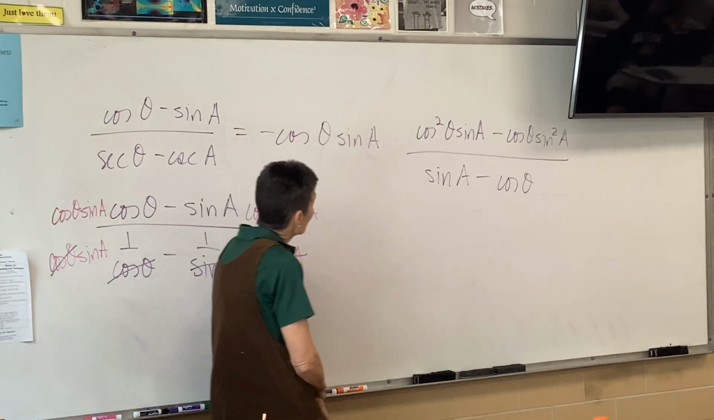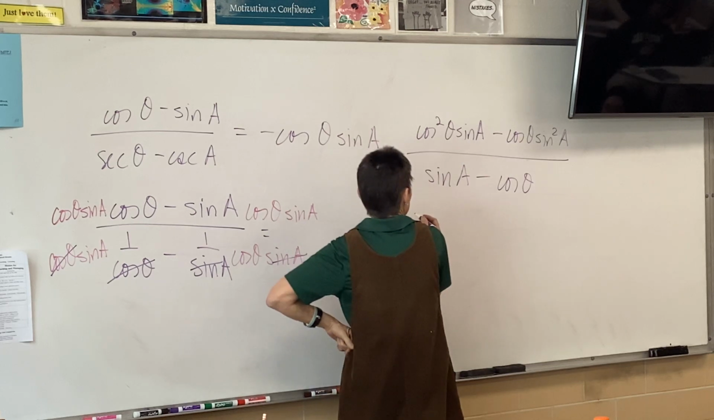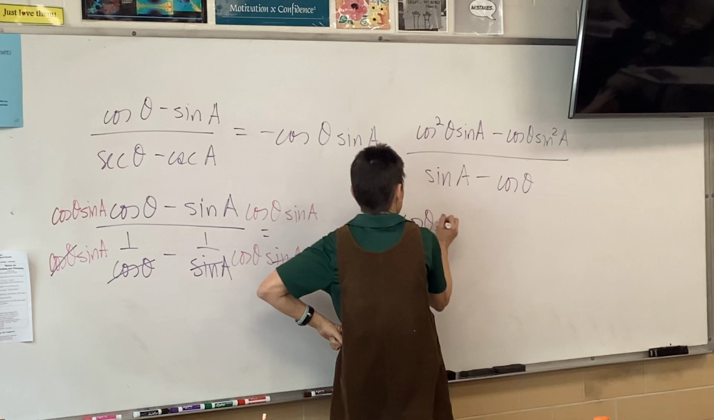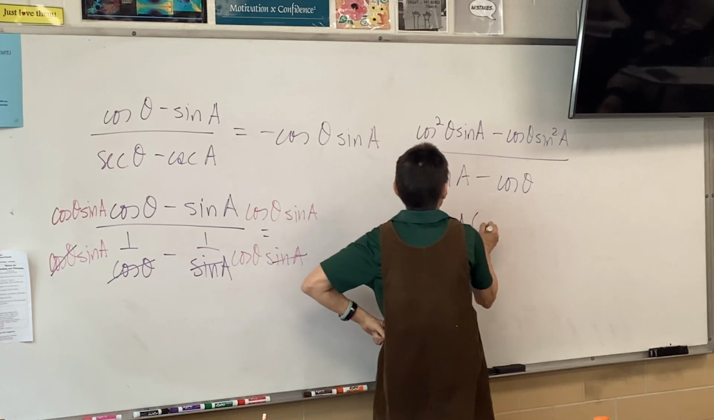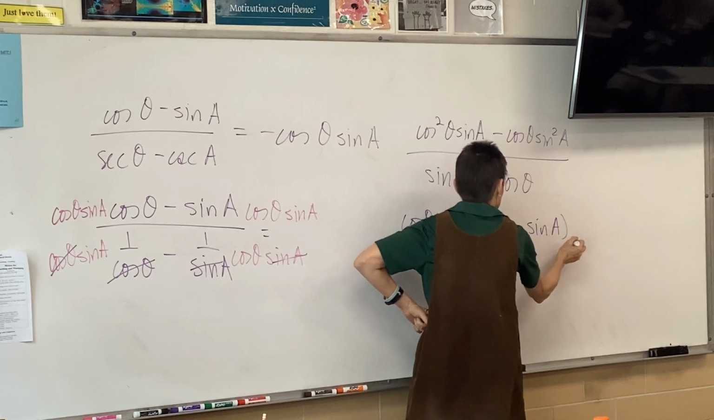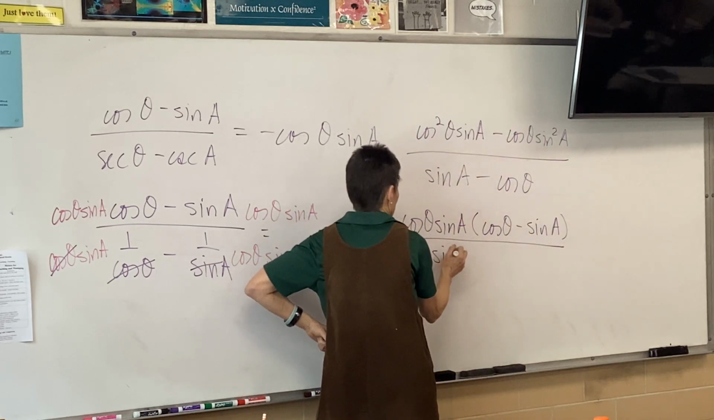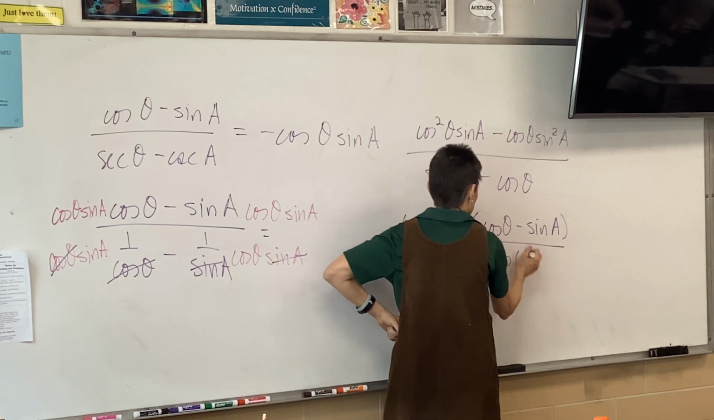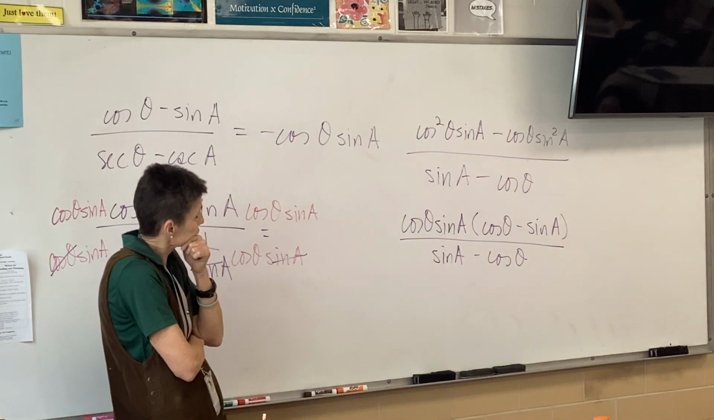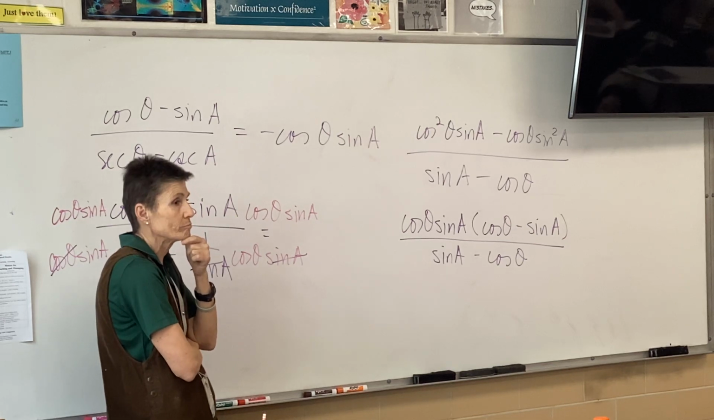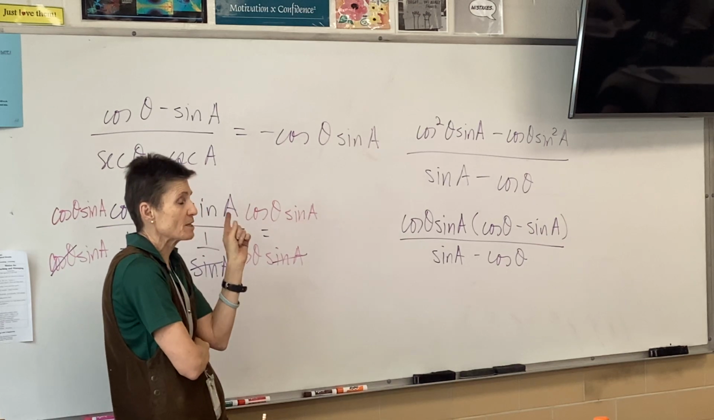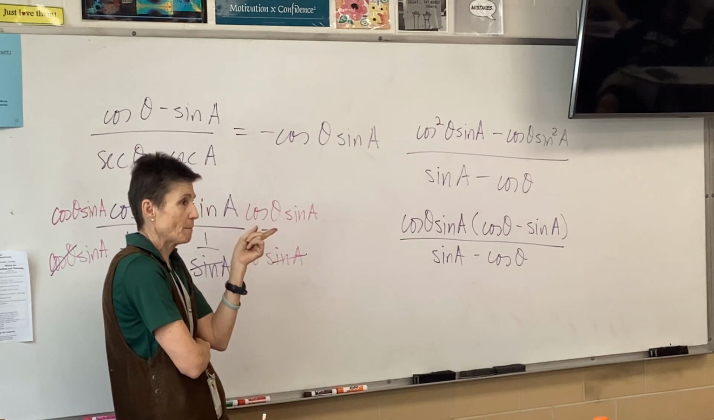Couldn't you factor the numerator? Okay, what can we take out? A GCF? So cosine sine, the thing I just put in. Take that out, and I'm left with cosine minus sine. All right, well, let's finish this first, because we're about done here.